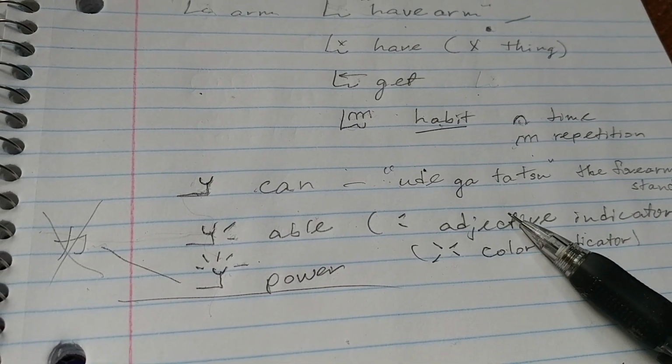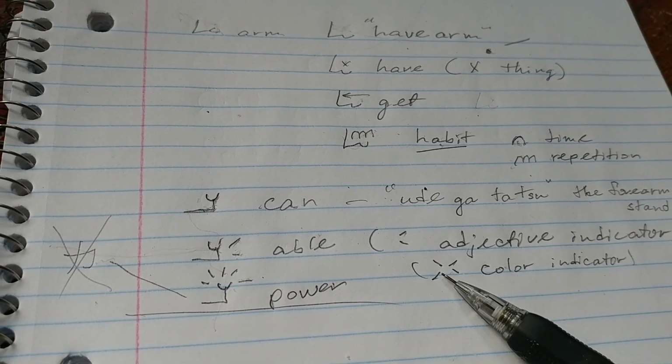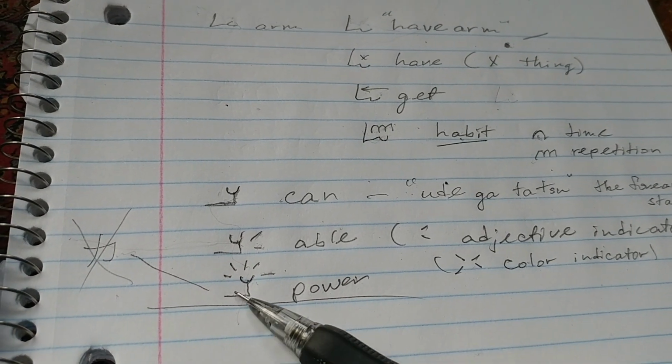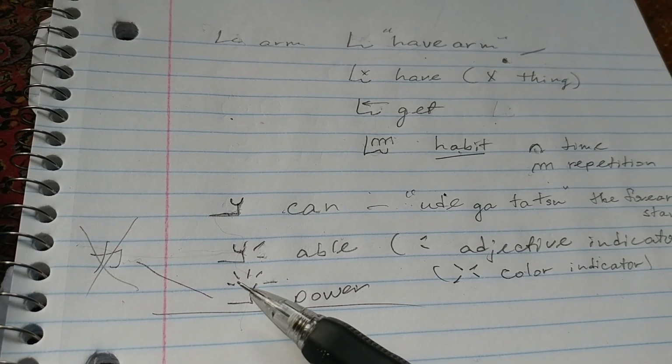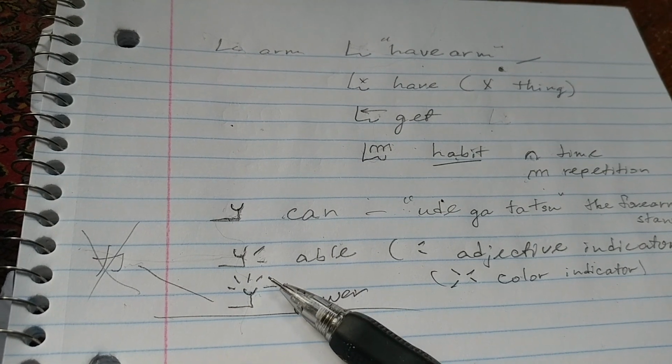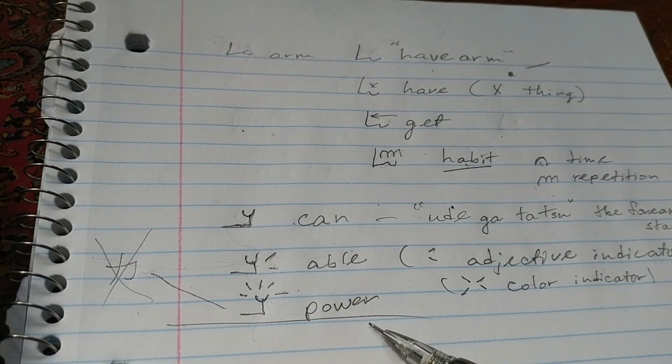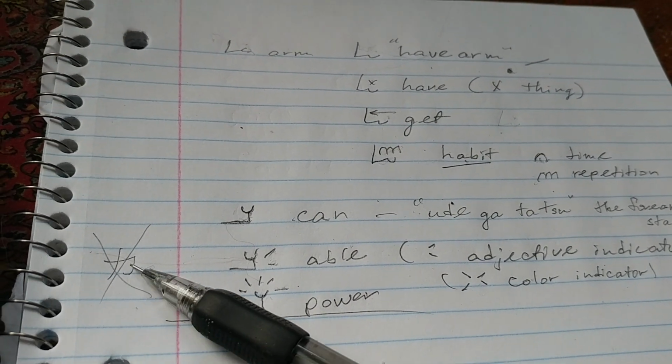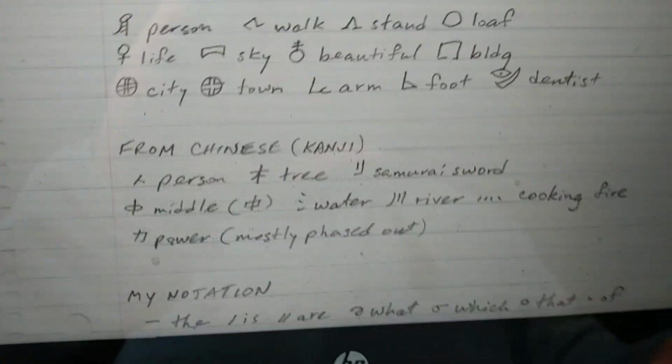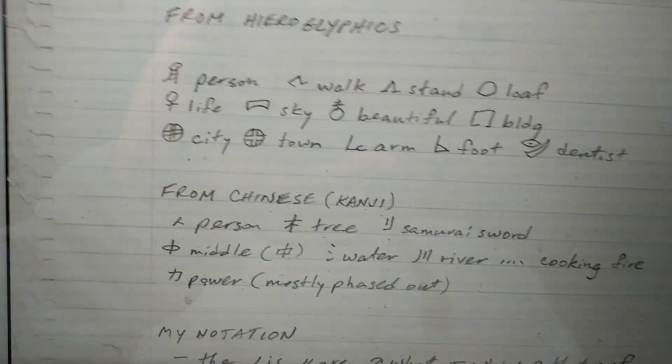By the way, I get my adjective indicator from my indicator for color. And this is what I use for power. Can with some emanating lines above it, which seems to work pretty well instead of the Chinese character. Okay, back over here.